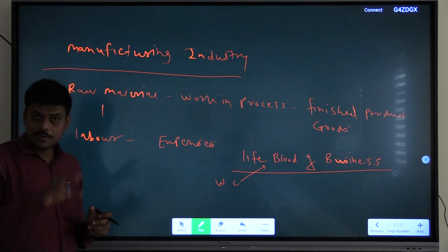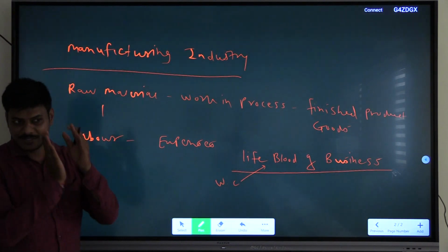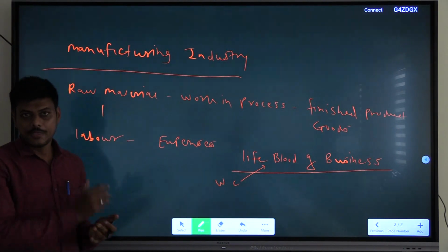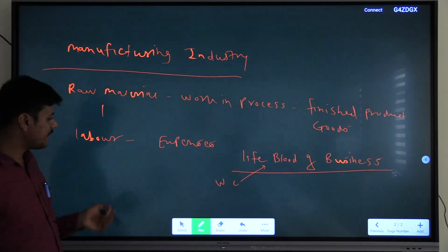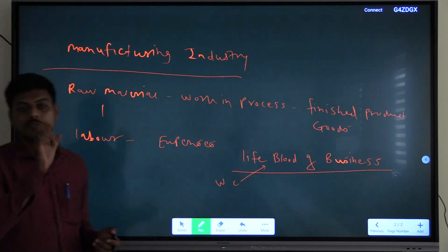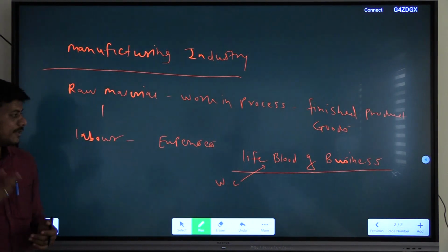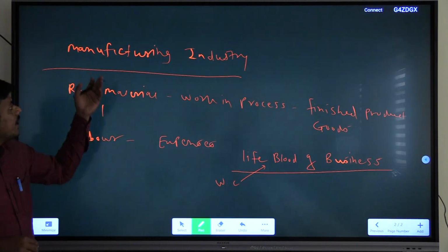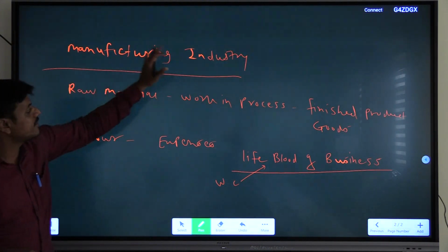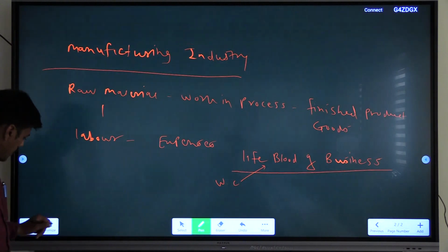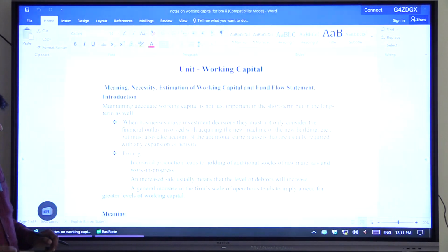Now from a different point of view, from the business's point of view, financial management is one of the most important parts of each and every business, as well as of the manufacturing industry. Now we will also take some examples.